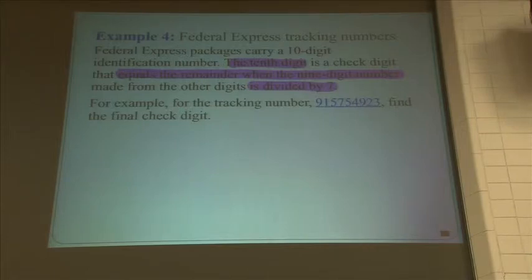Decimal is not your remainder. So there were 3 steps to this, 2 technically. First thing we got to do is take our 9-digit number and divide it by 7. See how many times 7 goes into this number evenly. That was 915,754,923 divided by 7. Punch that in your calculator.